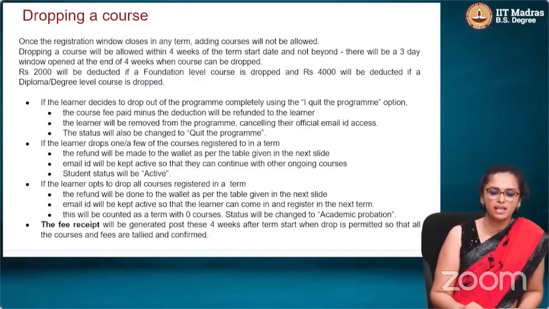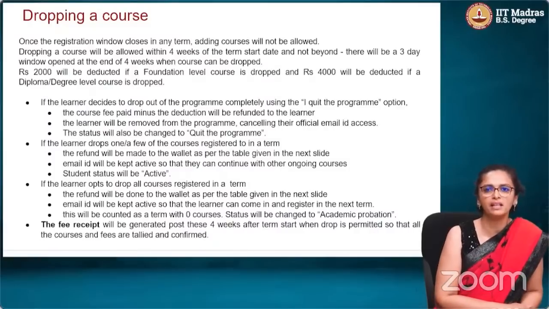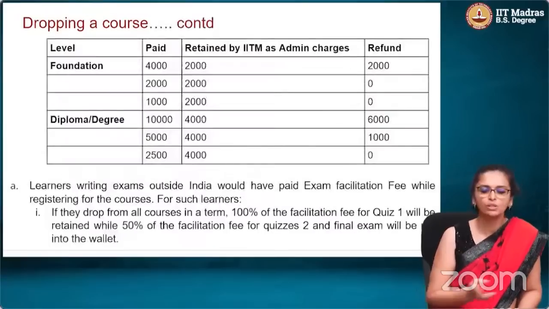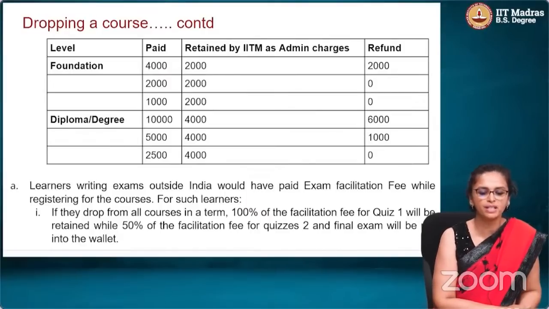And the fee receipt will be generated after these 4 weeks because we would also like to see who is dropping courses, who is staying on to courses so that the final fee that we have and final fee that we are refunding can also be tallied and we give you something which is accurate for what you have made as payment and what you have received back from us after you drop the courses. So this is a table that we have shown and these amounts you can see here, and the foundation and diploma level are based on the categories that you belong to and the waivers that you have gotten, and what we will retain, what we will put back into your wallet is also shown here.